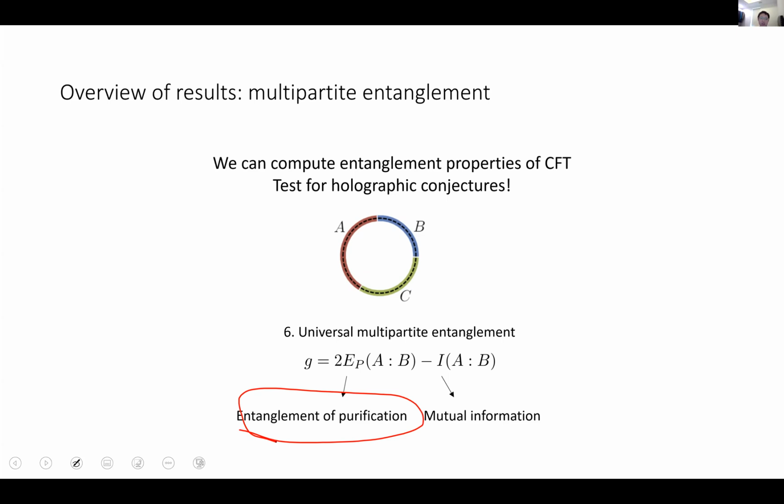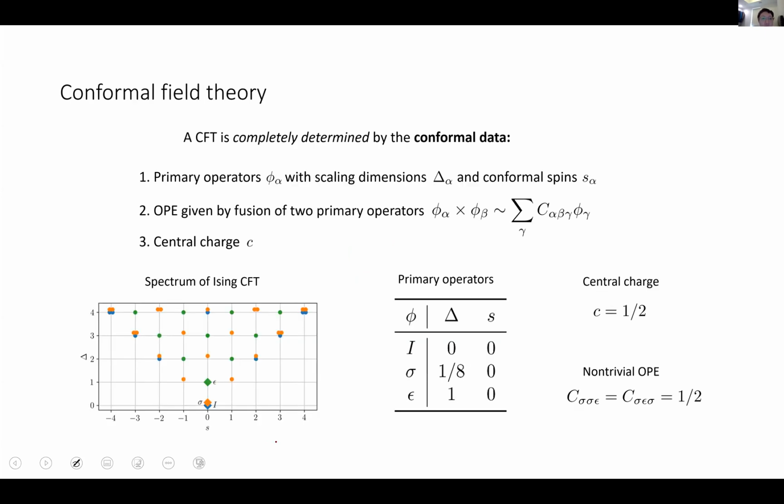And in this work, we compute entanglement of purification for a generic lattice model, which can be described by a free CFT or interacting CFT. So it will be a very challenging problem to solve and also very interesting. Okay, so that is the overview.